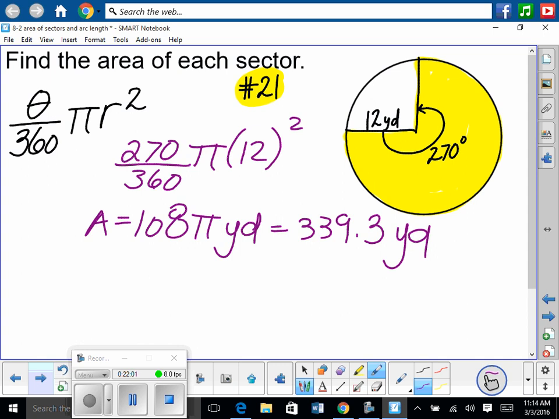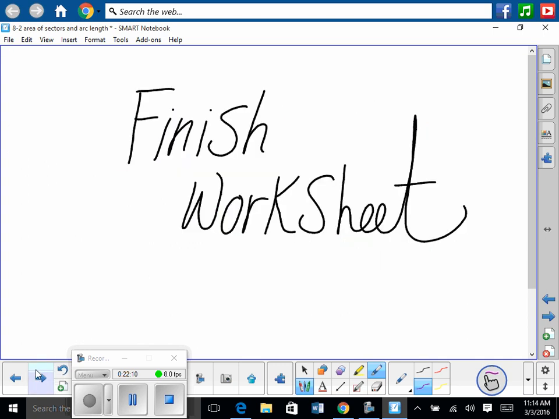Questions on that? Wait, so we're going 2 decimal places? Sorry, that's a stupid answer. No, that's, I mean, yeah. Okay, 1 or 2. Okay, finish the worksheet. The rest of the time is yours.